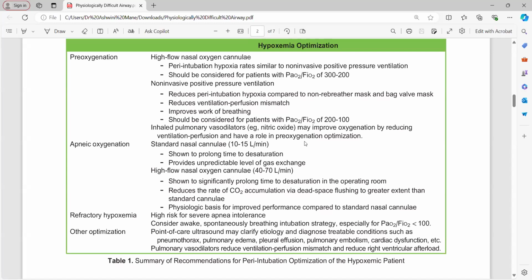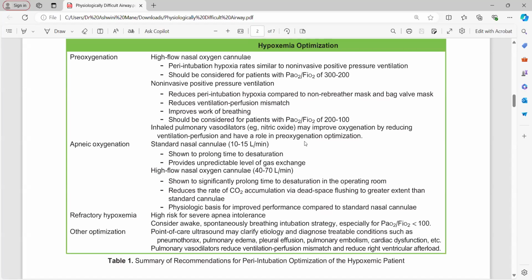The advantage of NIV is that it reduces peri-intubation hypoxemia compared to the non-rebreather mask and the bag valve mask. It reduces the ventilation perfusion mismatch. It improves the work of breathing. We can also use an inhaled pulmonary vasodilator to improve oxygenation by reducing ventilation perfusion mismatch, and it has a role in pre-oxygenation optimization.